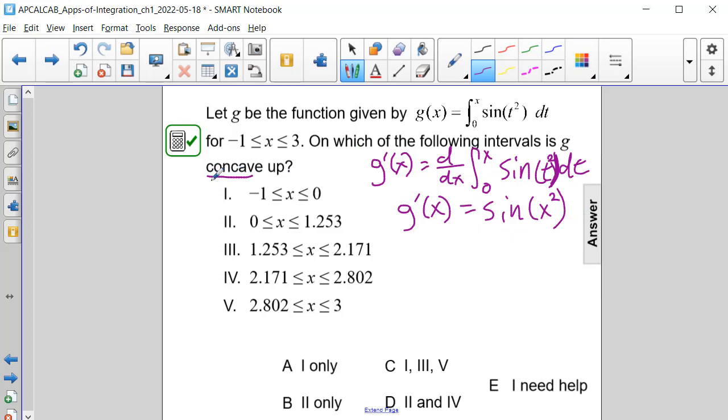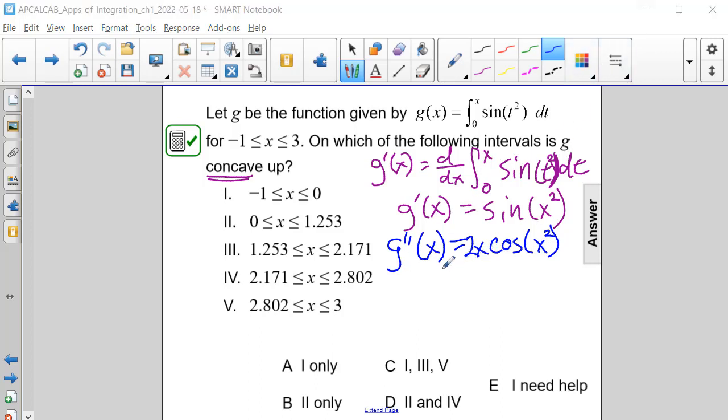And now we have to determine where the function g is concave up. If you'll recall from analyzing functions with derivatives, concavity is found with the second derivative. So let's find the second derivative by taking the derivative of sine of x squared. So the derivative of sine is cosine. We still have x squared as our angle, but because our angle is more than just an x, we have to find the derivative of our angle, and the derivative of x squared is 2x. When you simplify it, the 2x comes in front.